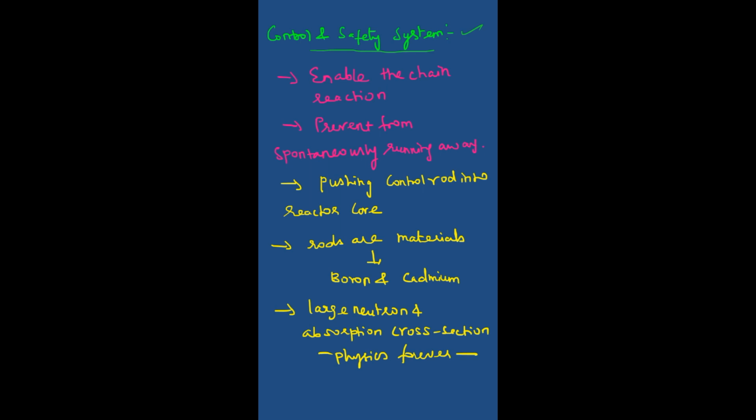Okay, so now the control and safety system. So the control system enables the chain reaction, and it prevents it from spontaneously running away, for a smooth nuclear reactor. Okay, then the control and safety system works by pushing the control rod into the reactor core. So the rod or material should be made up of boron or cadmium. So this is the last important one. There should be a large neutron absorption cross section. So we have discussed the nuclear reactor, and its 5 main components.